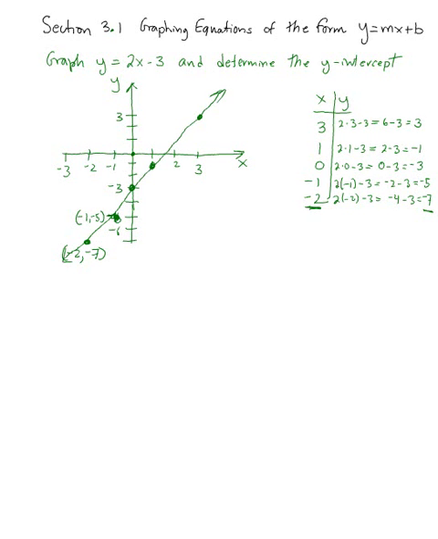Now, it asked me to determine the y-intercept. The y-intercept is the spot where we cross the y-axis. And you'll notice that we already determined that. The y-intercept is right there. That's the spot where the line crosses the y-axis. So if you use 0 as one of your favorite numbers, which you should because it's the easiest one, you will always find that y-intercept. So there's my suggestion.